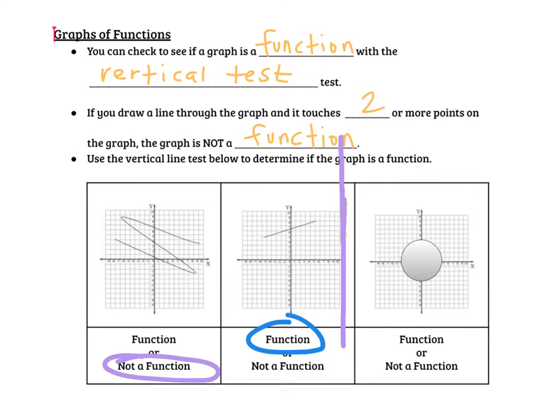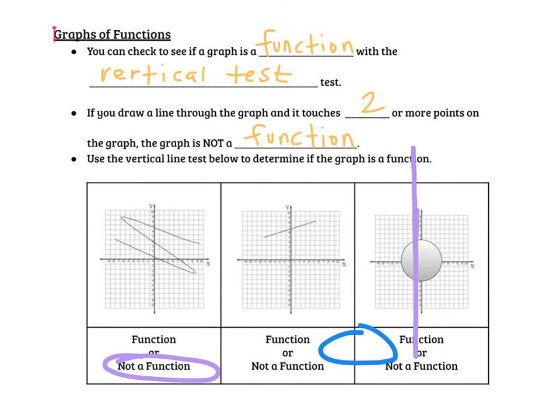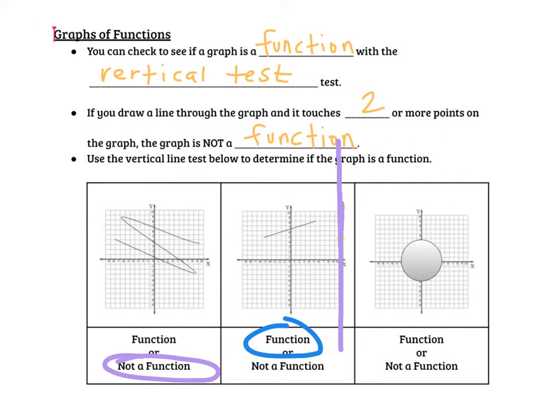Okay, let's check the third graph. Ignore that the circle is coming with me, sorry. Okay, let's check this. Does it pass my vertical line test? Well, it's a circle, and yeah, it's hitting the line in 2 places. So our third one does not pass the vertical line test. So the third one is not a function. Okay, so going back here, if you draw a line through the graph and it touches 2 or more points, then it is not a function.